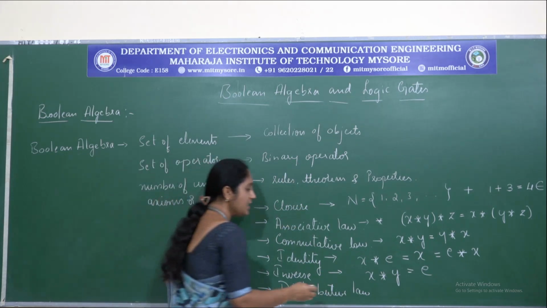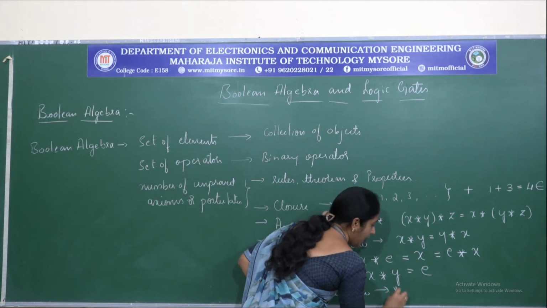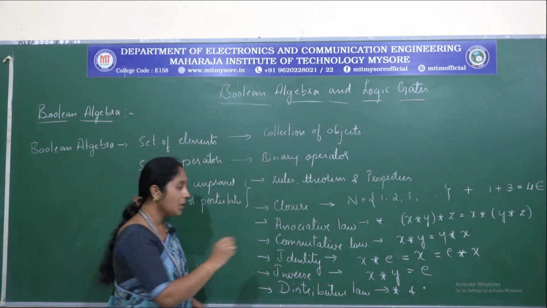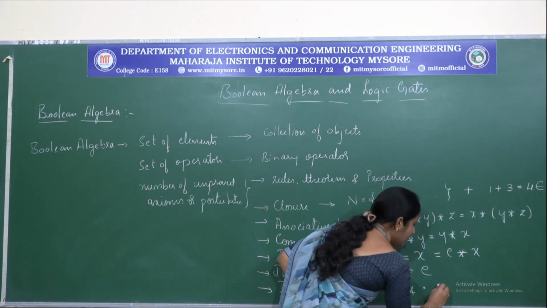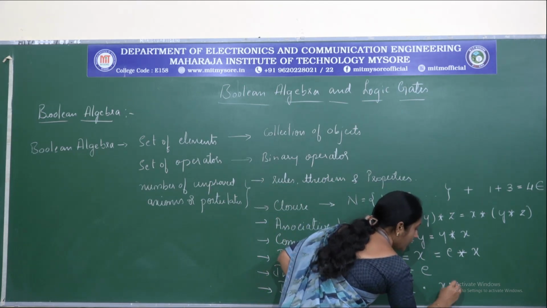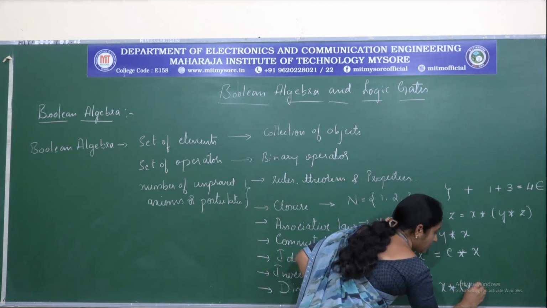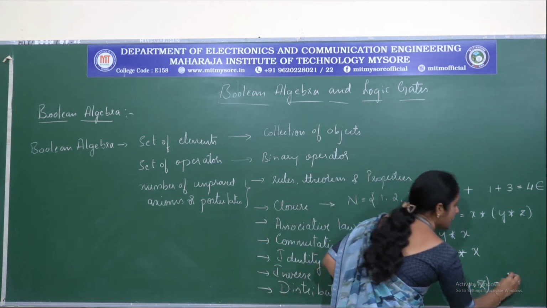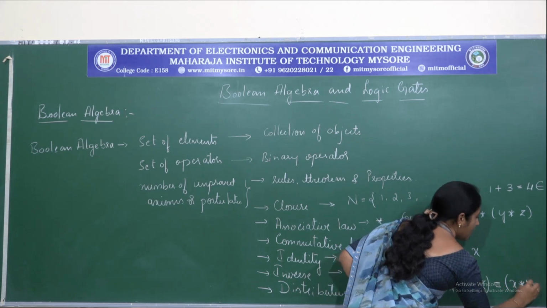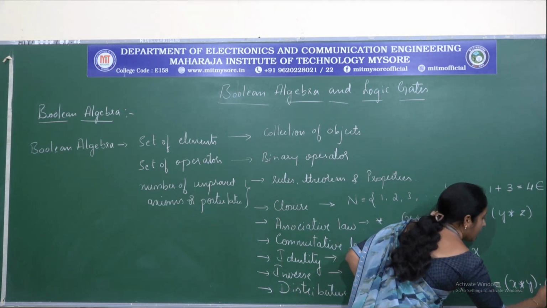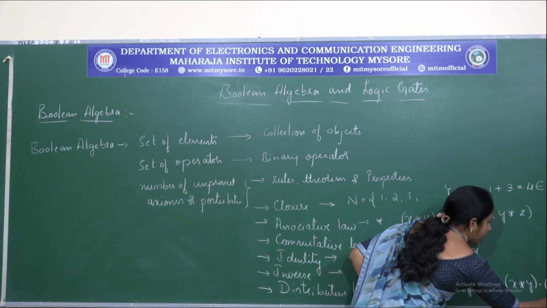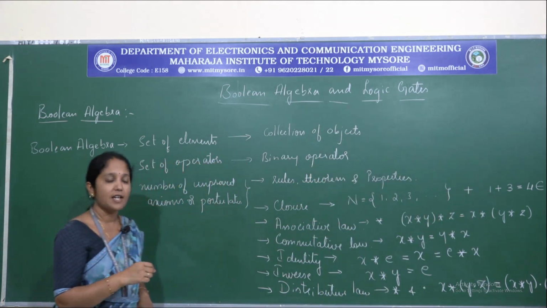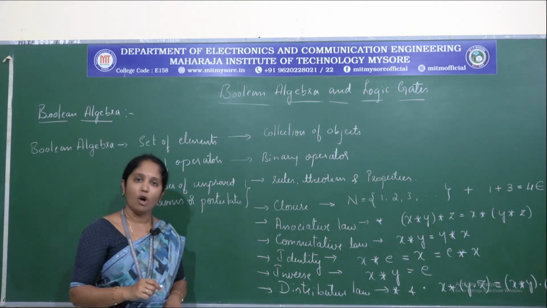Now if I consider two operators, star and dot, the distributive law says that whenever we have the relation x star (y dot z) equal to (x star y) dot (x star z), we can say that star is distributive over dot.